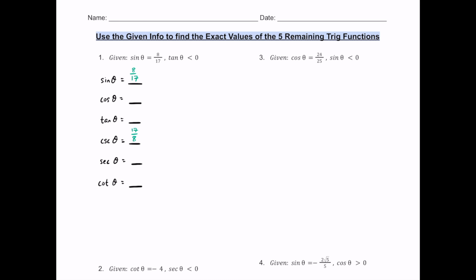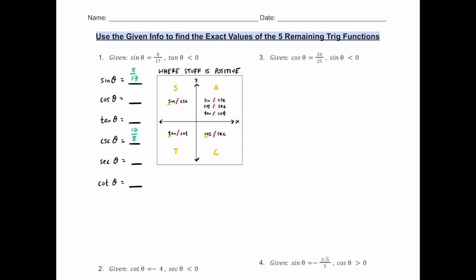Next, let's try to remember where things are positive. Here's my where stuff is positive chart. Now, since we know that sine of theta is equal to 8/17, and that's a positive ratio, we have to think about where sine is actually positive. Well, sine is positive in quadrant 1, right, because everything is positive in quadrant 1, and sine is also positive in quadrant 2. The two quadrants where sine and cosecant would be negative are going to be over in quadrant 3 and quadrant 4.